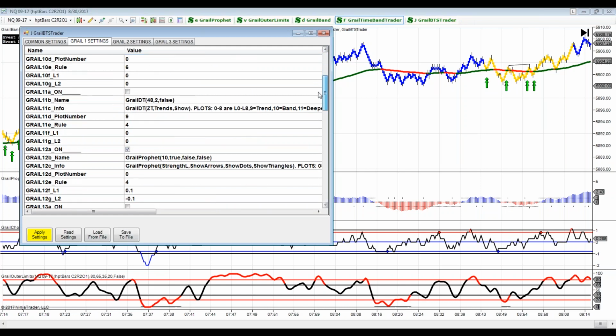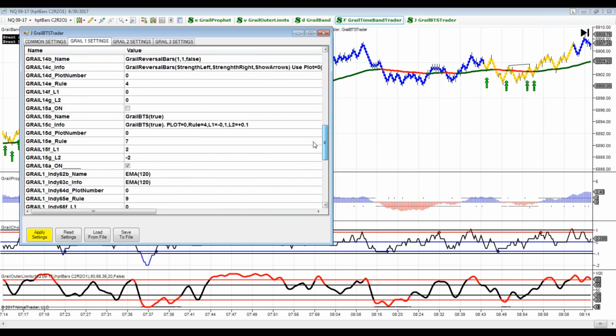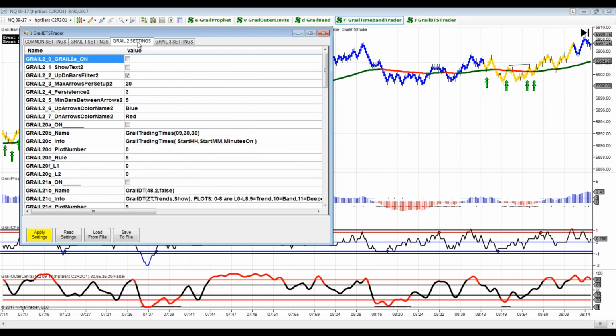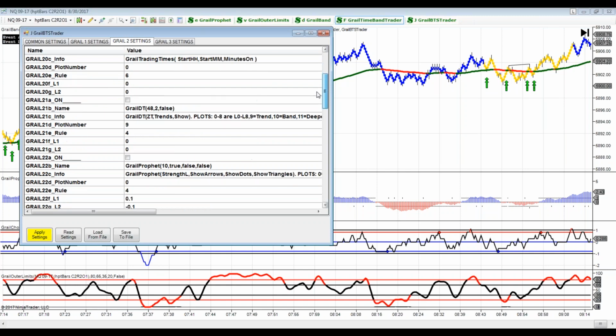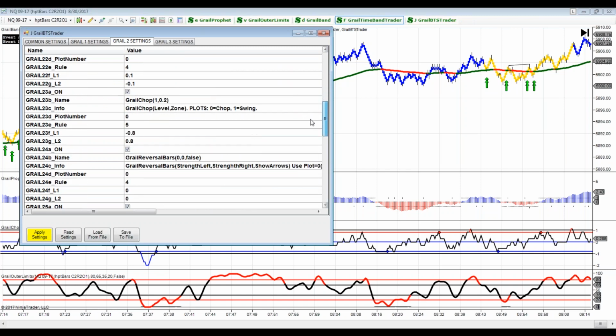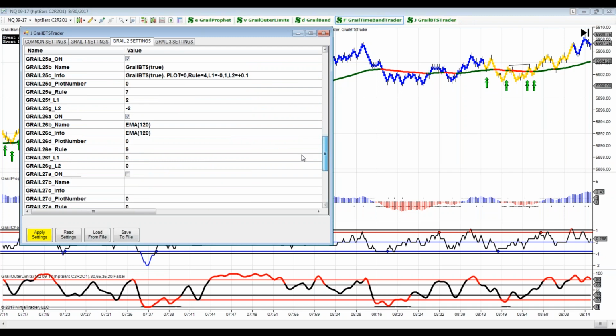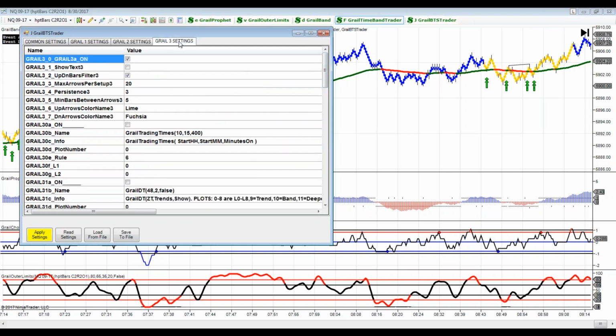I'm trading the profit and the EMA. Profit and EMA. Over on 2, that's your default. There's nothing changed over here on 2. 2 is using the chop, reversal bars, BTS with a setting of 2 minus 2, and the EMA. And then 3 is off. Okay, I'm going to apply.